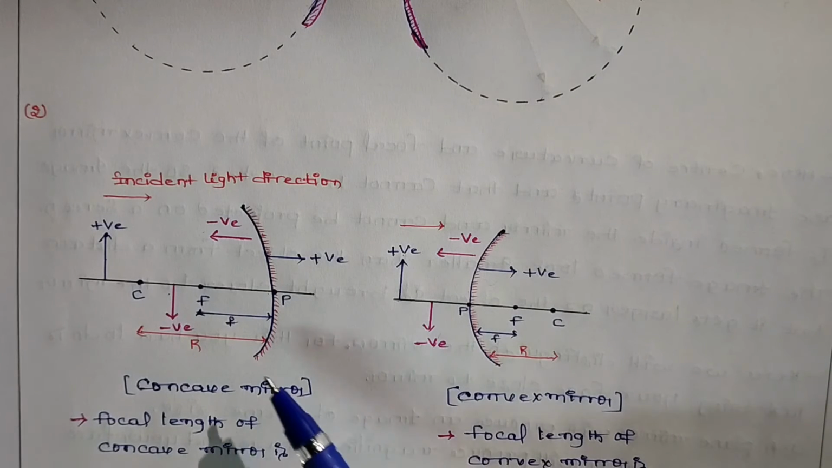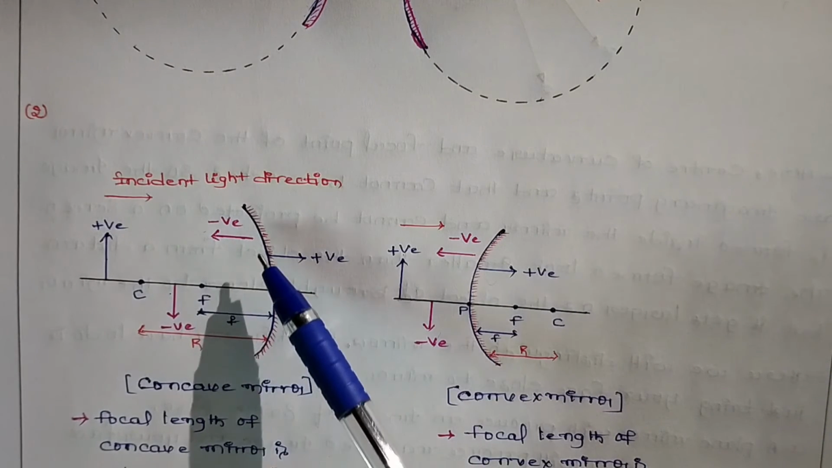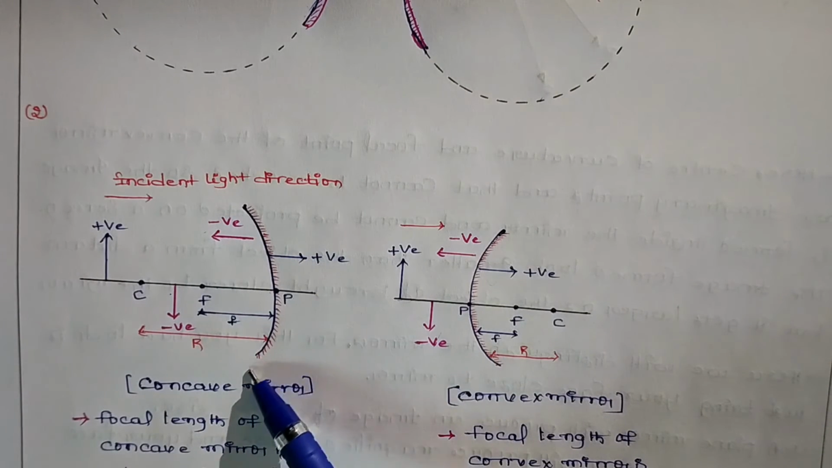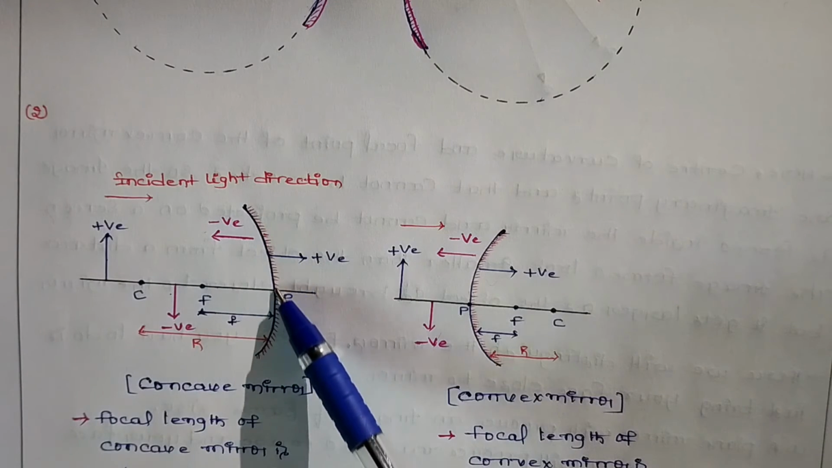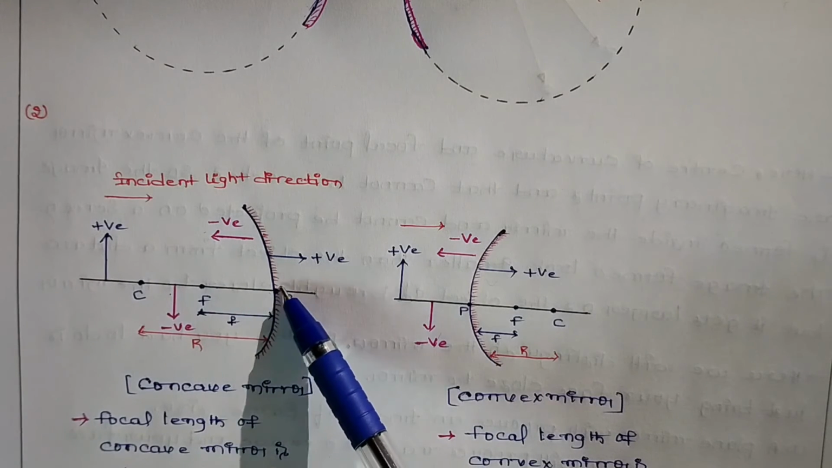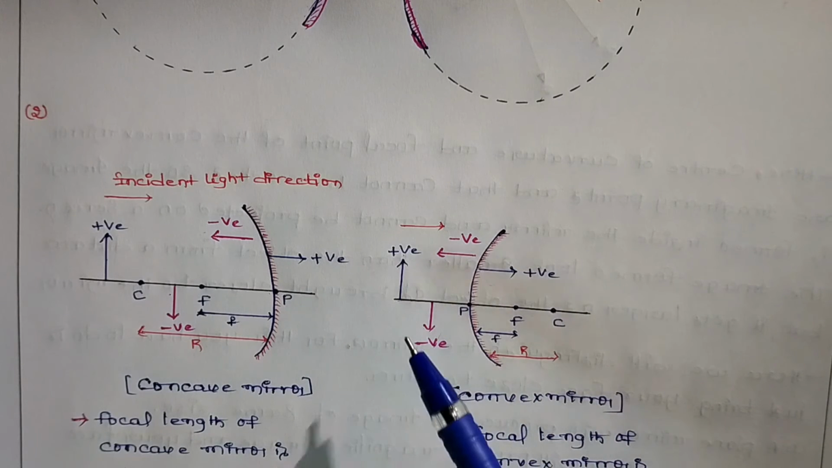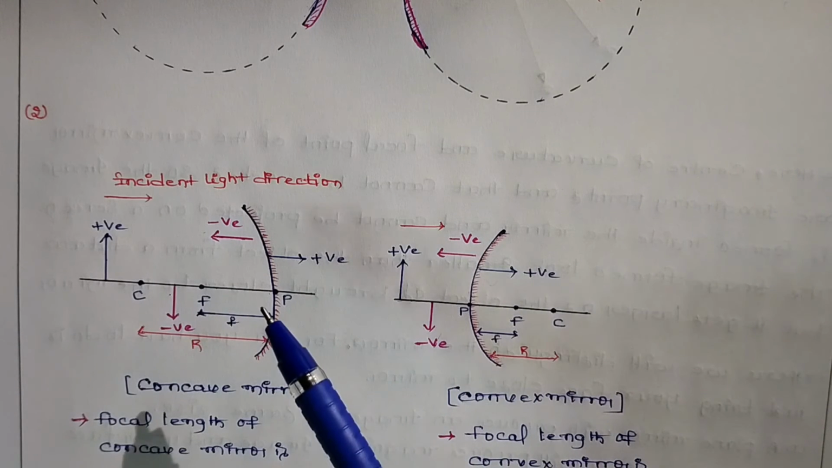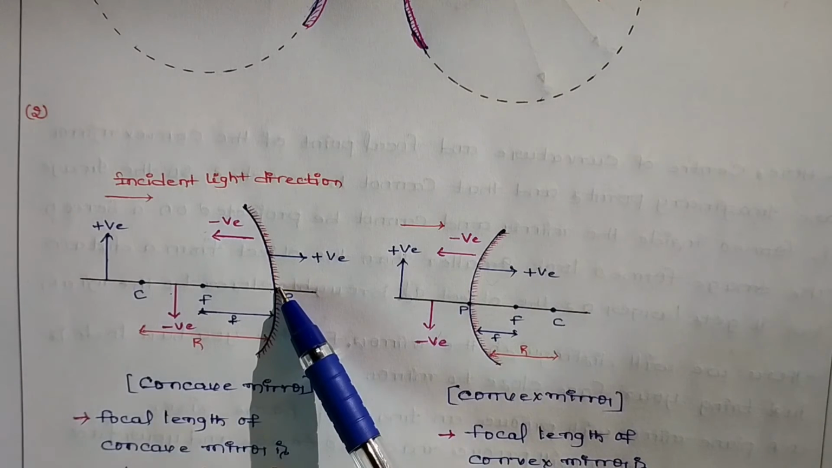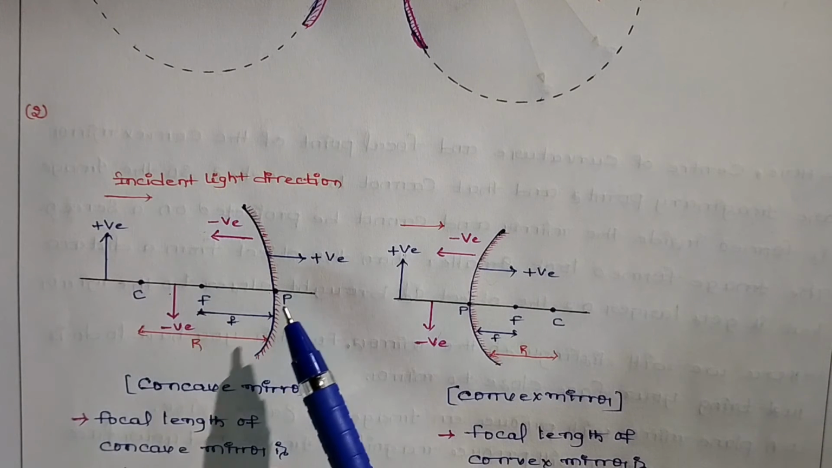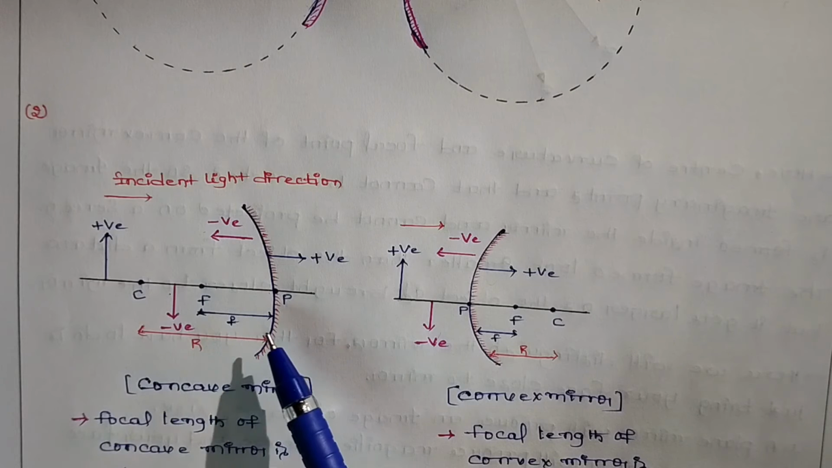Here the pole is nothing but the midpoint or center of this optical element. This is a concave mirror, and this is a convex mirror. Both are optical elements. First rule is all distances should be measured from the pole. From the pole only we have to measure every distance, whether it is object distance or image distance, center of curvature, or focal length.